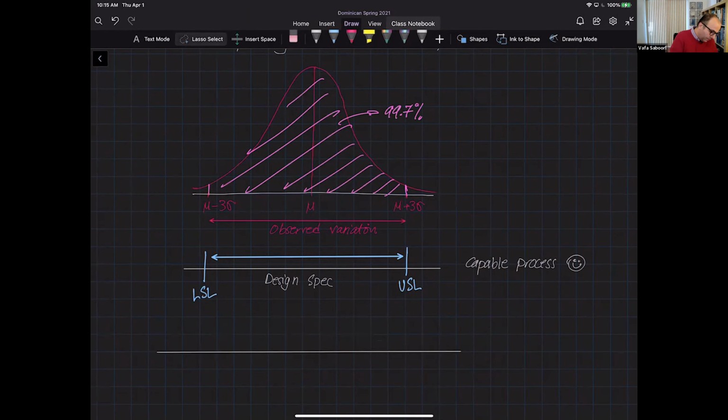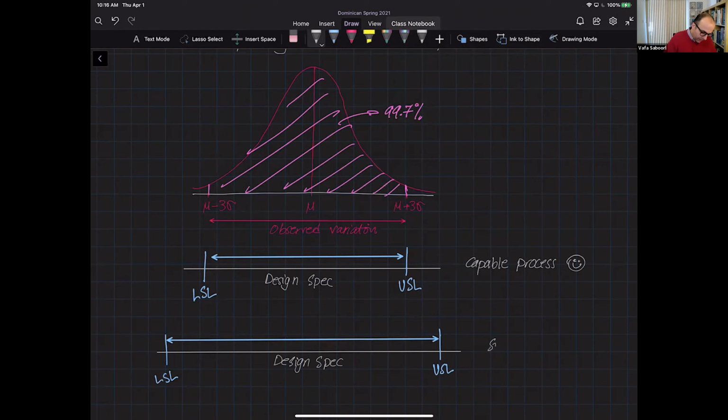Okay. And my USL and LSL are here. So this is my USL and this is my LSL. What I see is that my design spec is greater than the observed variation, okay?